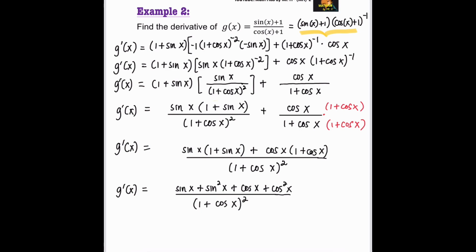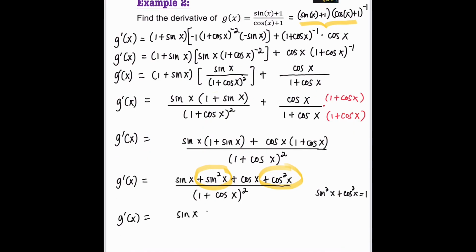And from here we can see that these two terms are actually an identity, right? We call it the Pythagorean identity. So if you can recall, sine squared x plus cosine squared x is equal to 1, right? So basically the numerator can be rewritten as sine x plus cosine x plus 1, all over quantity 1 plus cosine x to the power of 2.